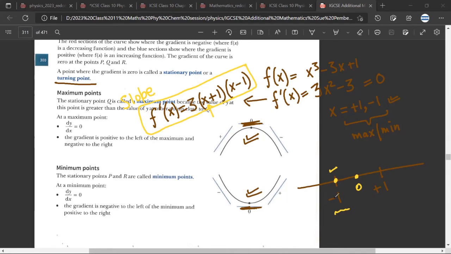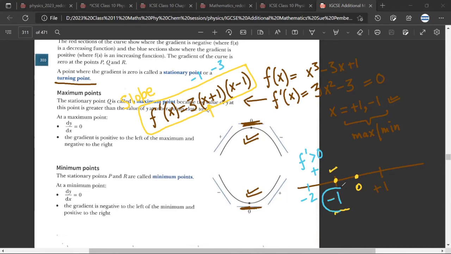Okay, so if I take a point which is on the left of minus 1, so let me take minus 2 here. So when I take minus 2 here, this would be minus 2 plus 1, this would be minus 1, and minus 2 minus 1 would be minus 3. So minus into minus is plus. So actually my slope function is positive on the left side of minus 1. Am I making sense? Yeah.